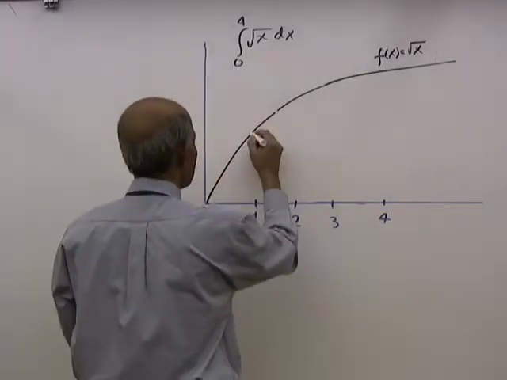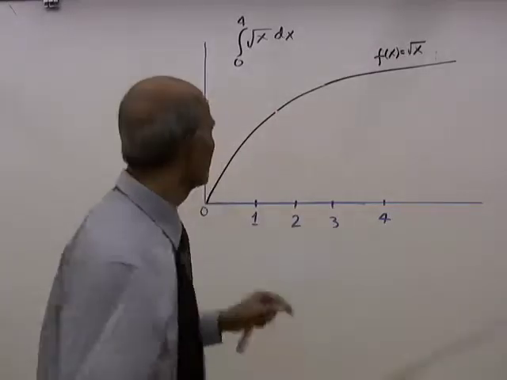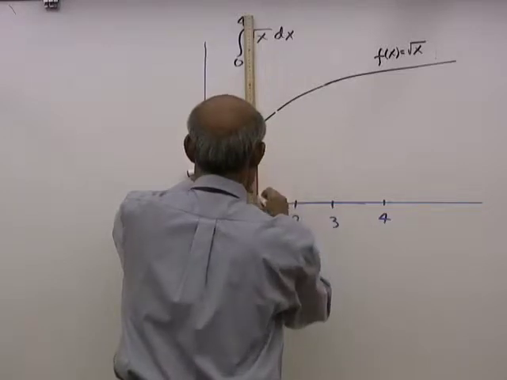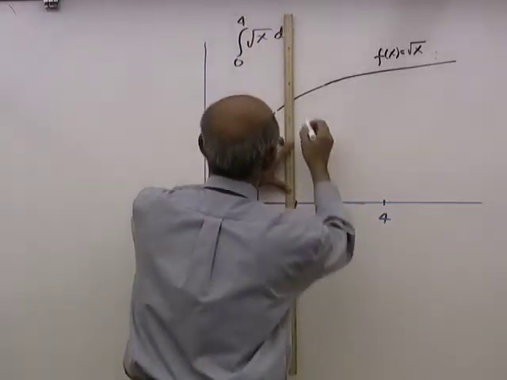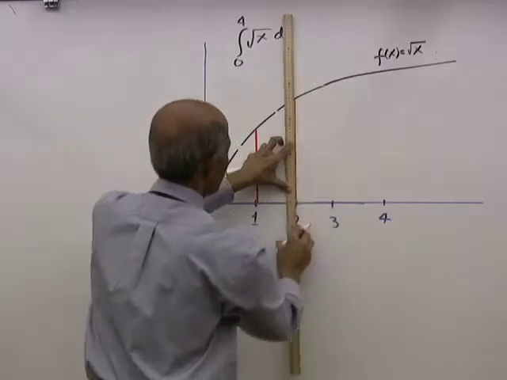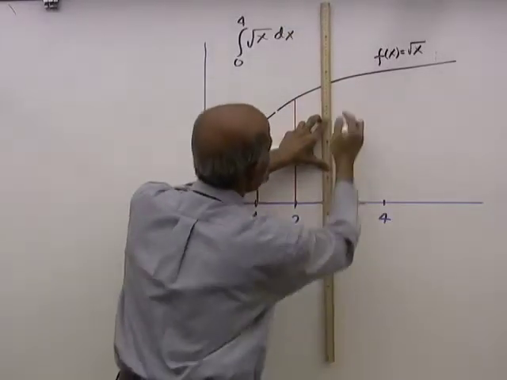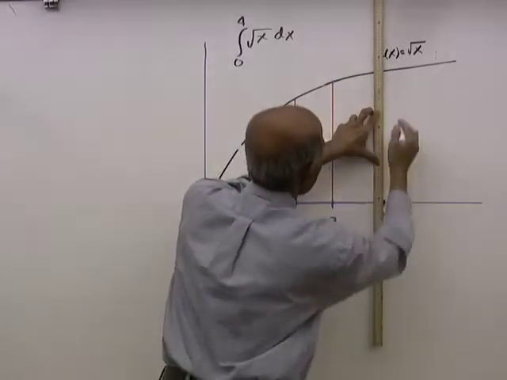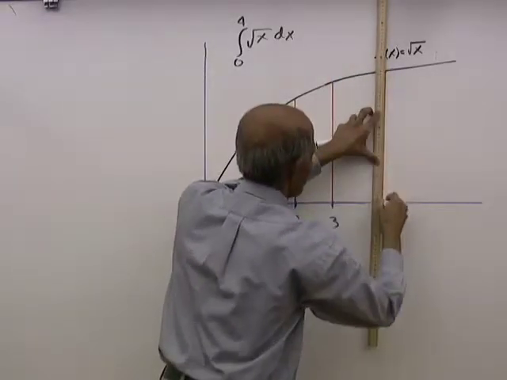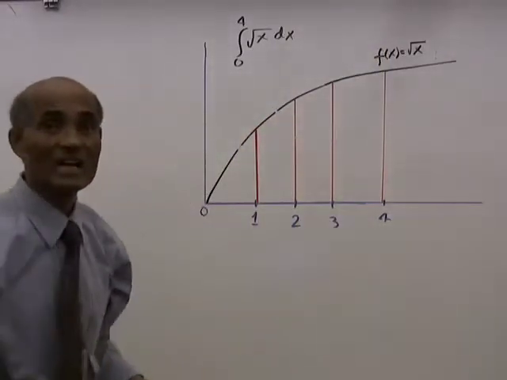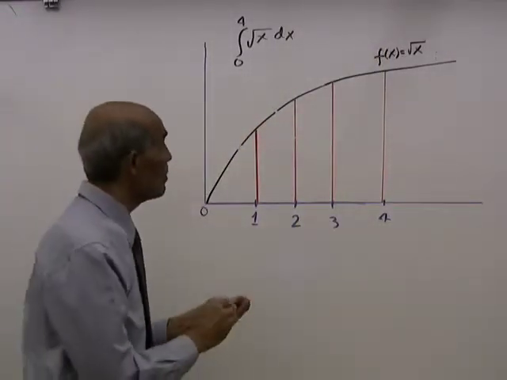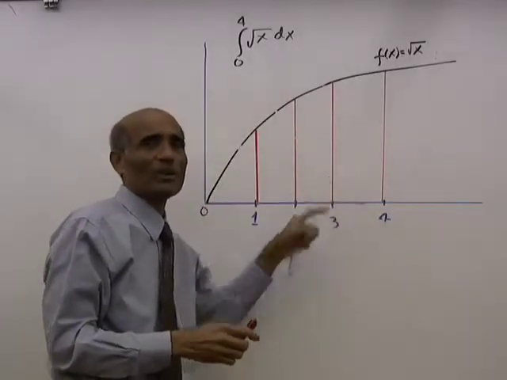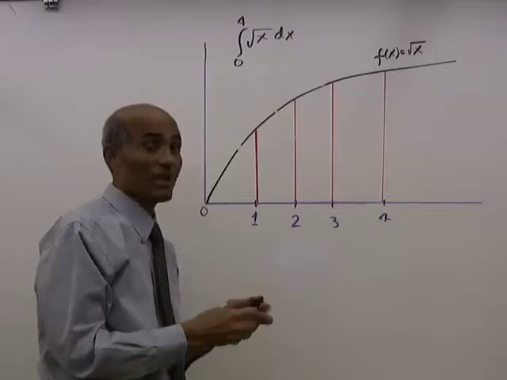I'm going to draw vertical lines. I can probably use a ruler to do that, is that right? I'm going to draw that line, then that line, then this line, and this line. Now, what it does is it divides the whole area into something that looks like rectangles, but they are not really rectangles.